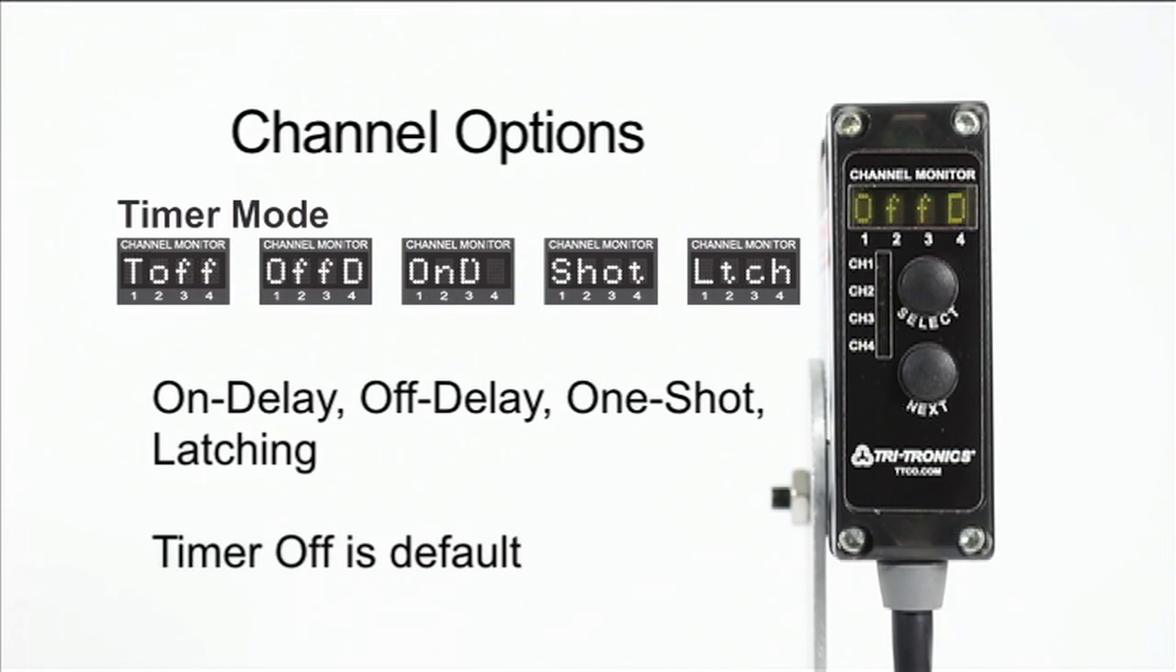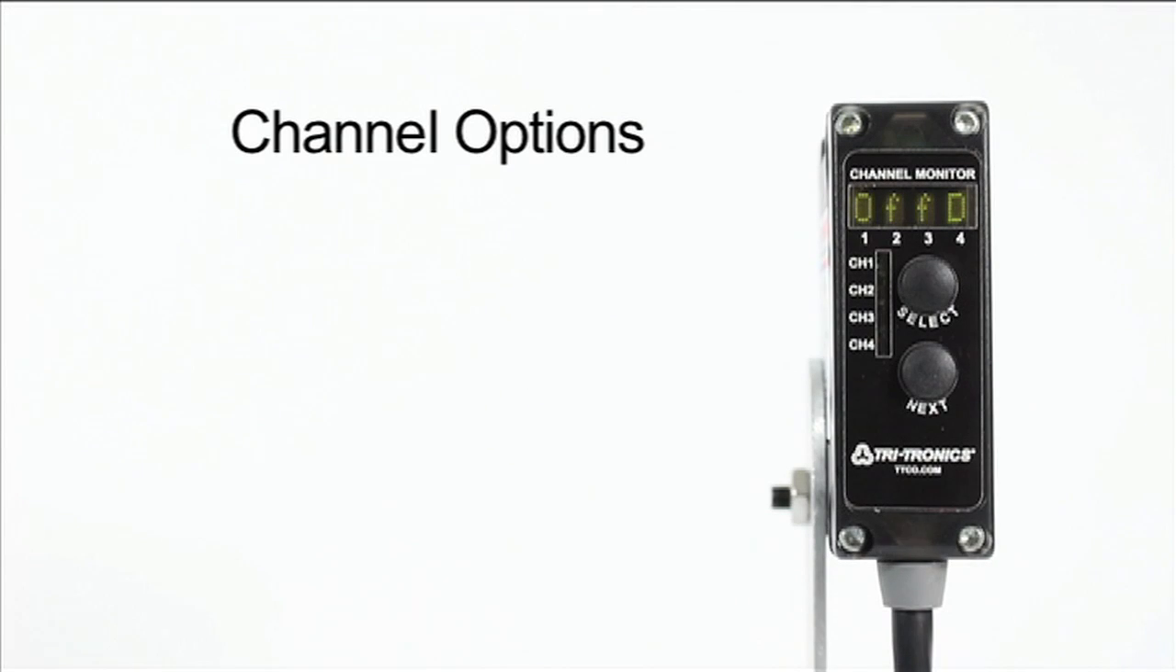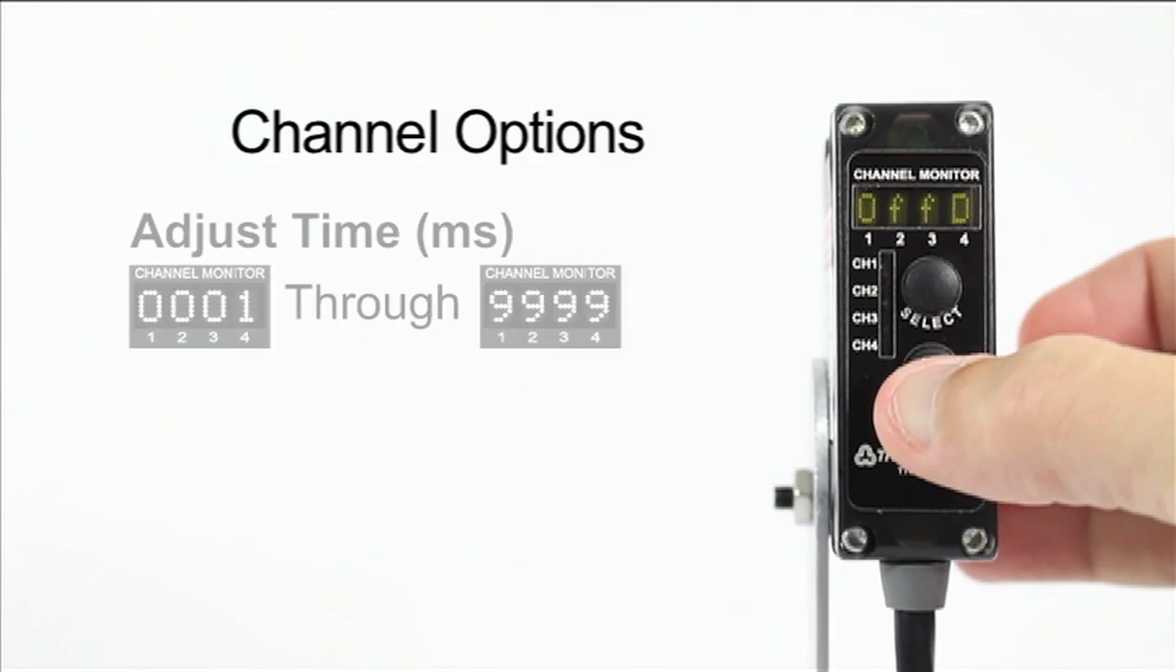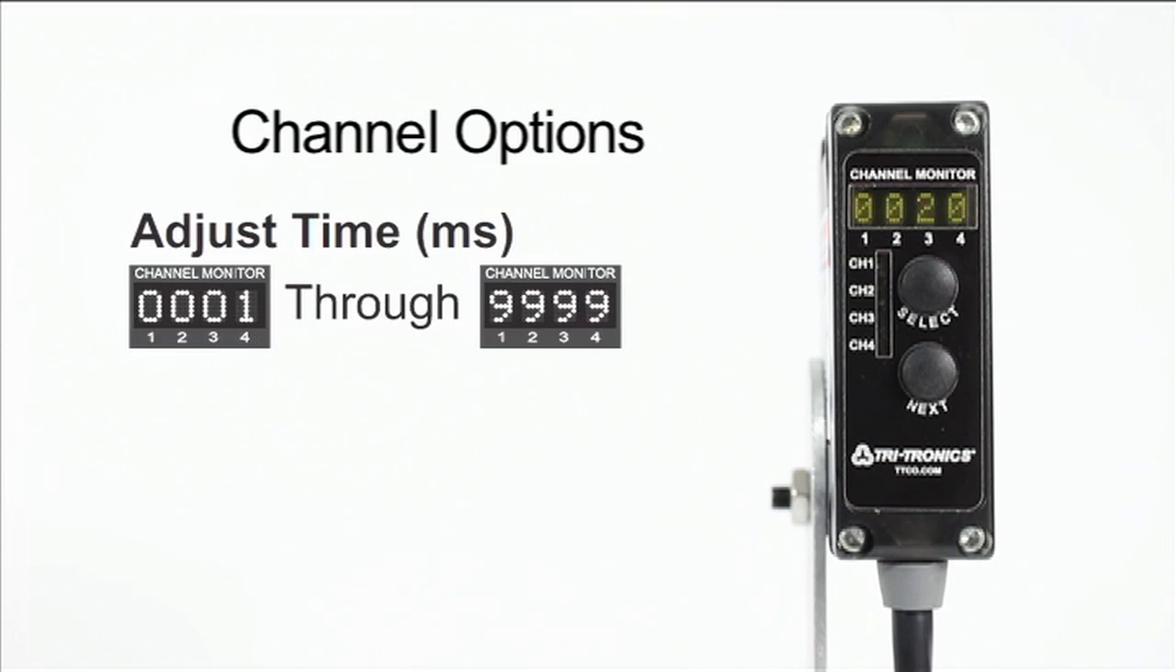If you enabled off delay, on delay, or one shot, then pressing Next will advance you to the Adjust Time display. Otherwise, pressing Next will exit the menu system.